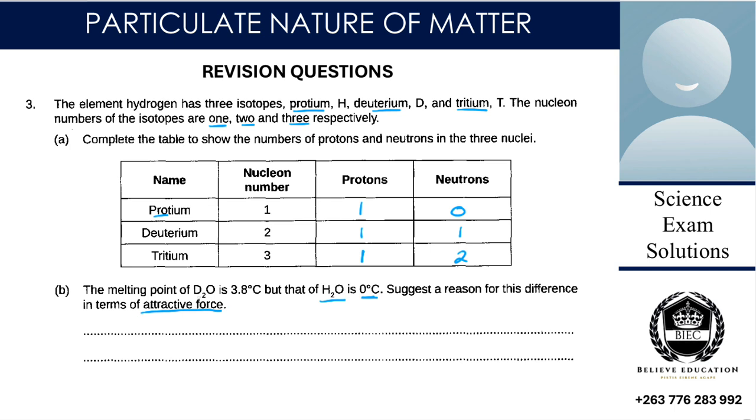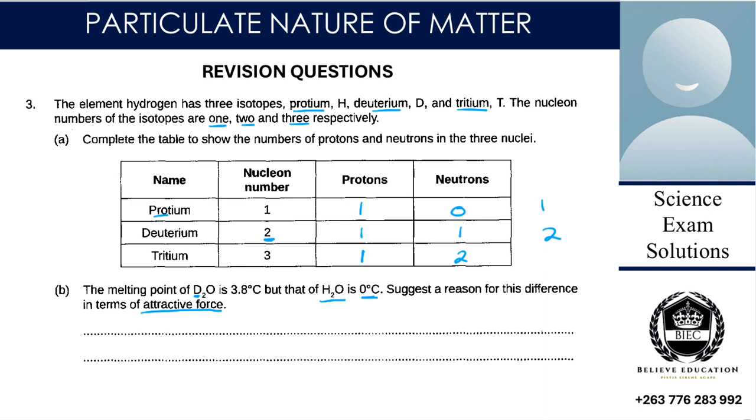Then our D2O is deuterium. Are we together? Deuterium, our nucleon number, it's what? 2. Then our H2O would suggest that it would be a protium, which means that the mass of this protium is small, it is 1, and here deuterium it's what? 2. Then it says suggest the reason for this difference in terms of the attractive forces.